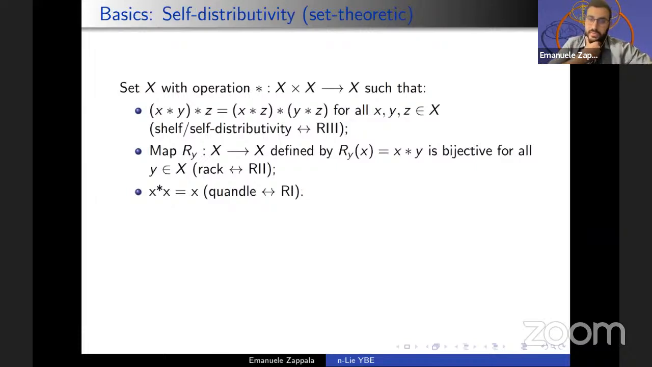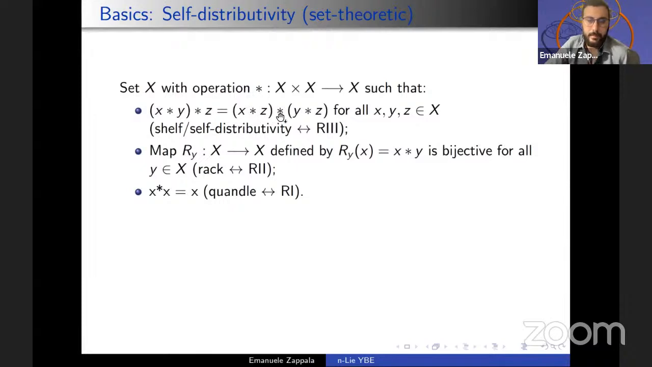So since I mentioned self-distributivity, quandles have already appeared in some of the talks recently, but very briefly, it's a binary operation. You have a binary operation on a set. The operation behaves in this weird way, so it distributes over itself, exactly like the multiplication distributes over plus, but here it's the same operation, not two different ones.